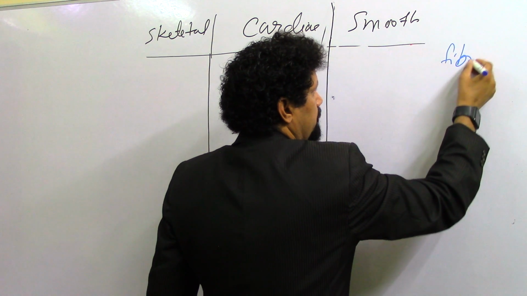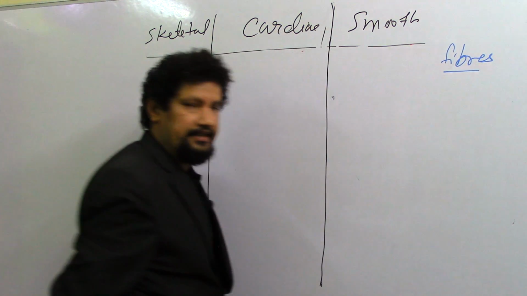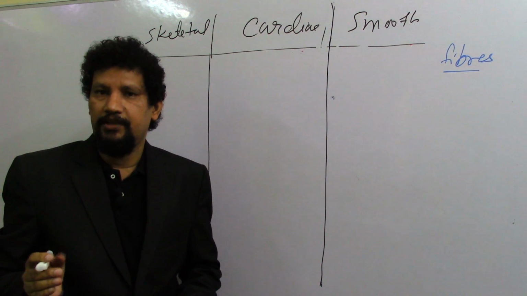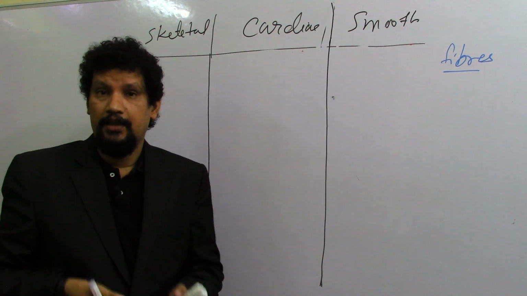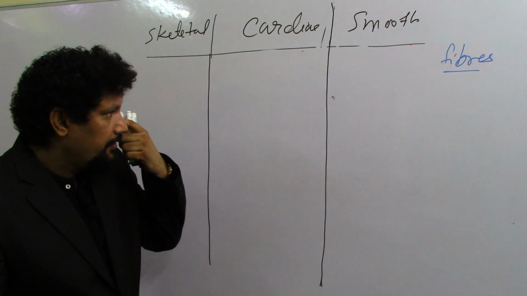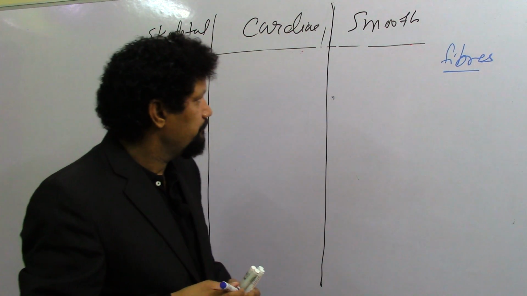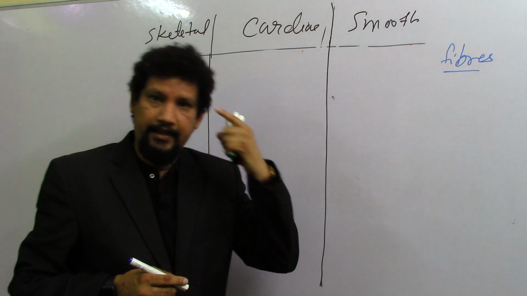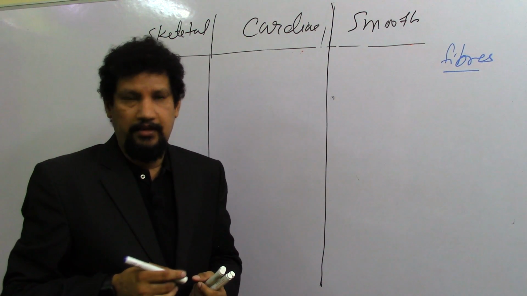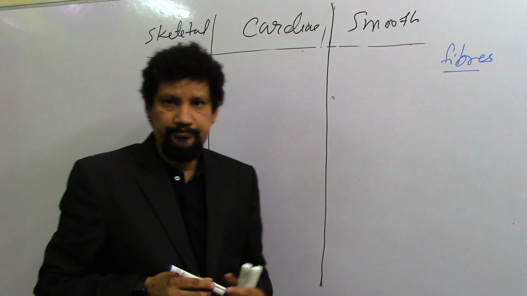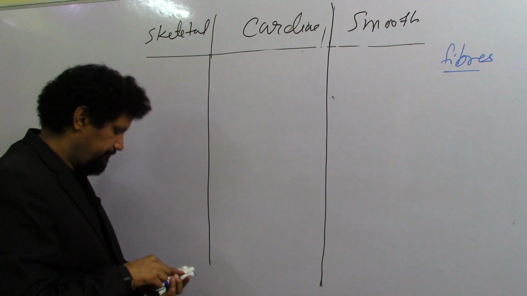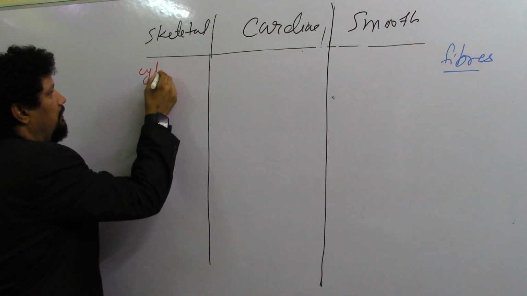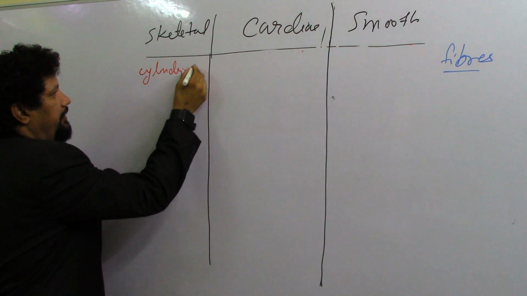Muscle fiber is the structural unit of the muscle. Functional unit of the muscle, especially the skeletal muscle, is the motor neuron, which is having a fiber, muscle fiber, and a nerve which is supplying the fiber. So here the fibers are cylindrical and long.